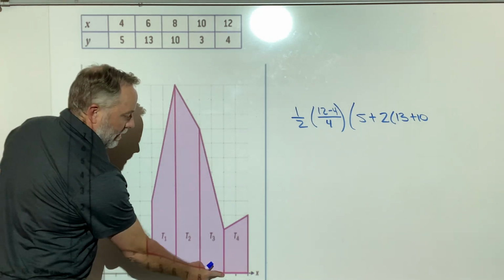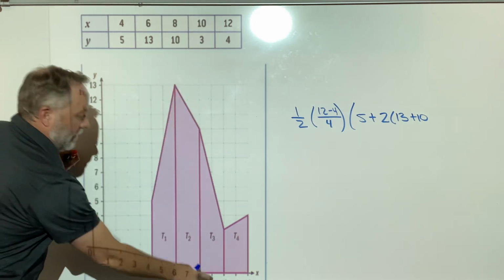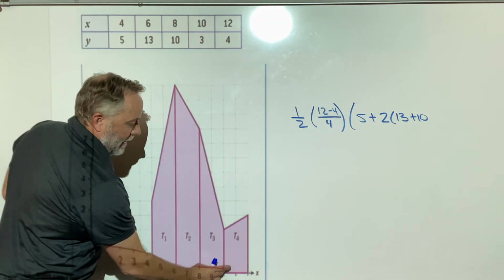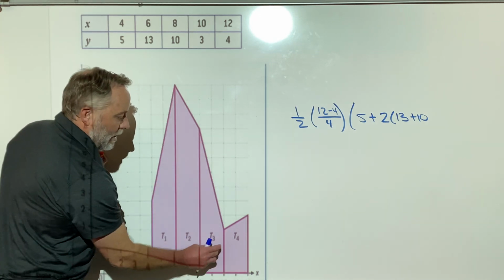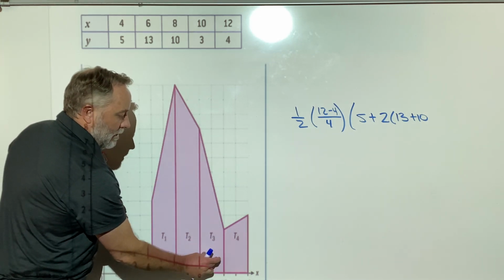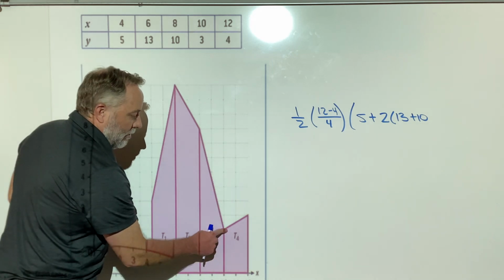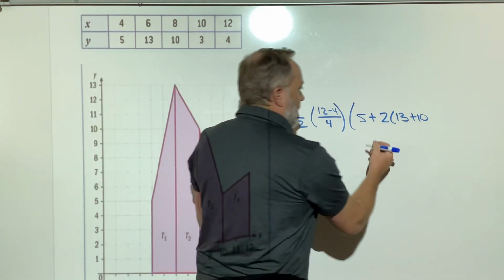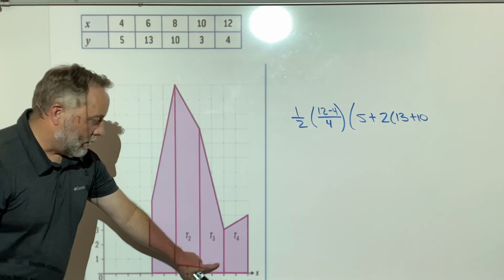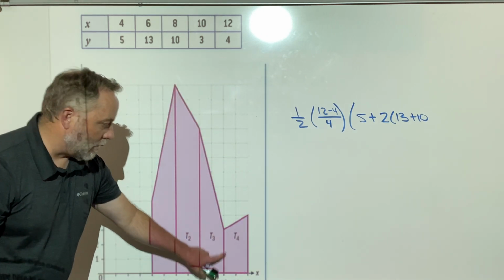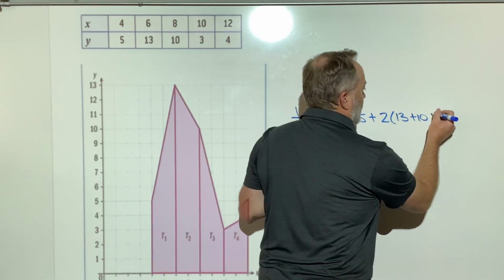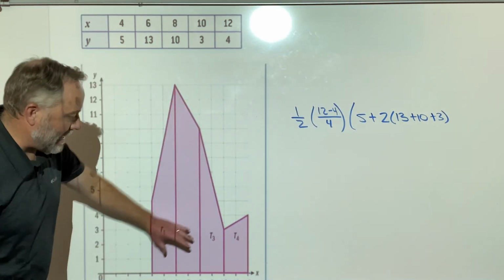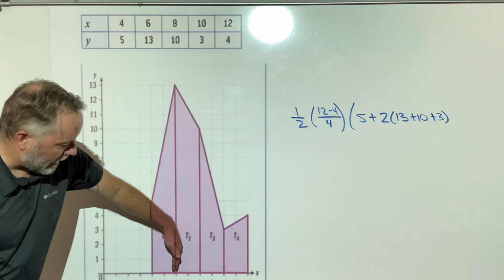All right, right here at 10. At 10, the height is 3. We see that on our graph. And that's the height of the trapezoid of the third interval here, but it's also a height of the fourth. So we're going to use it 2 times. So that is also in the double interval there. So 3 is that height, so plus 3. And then that is my last interior value, right?